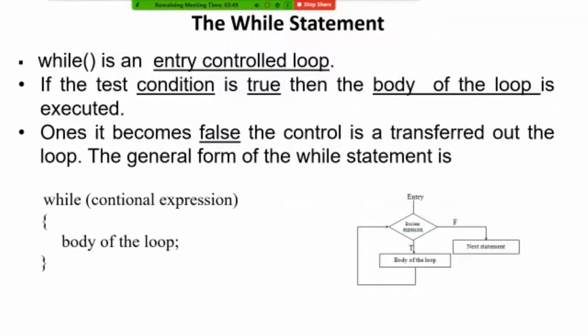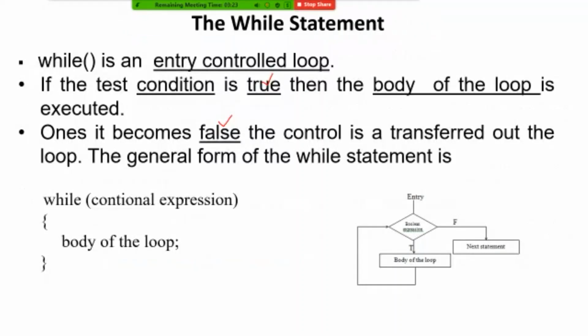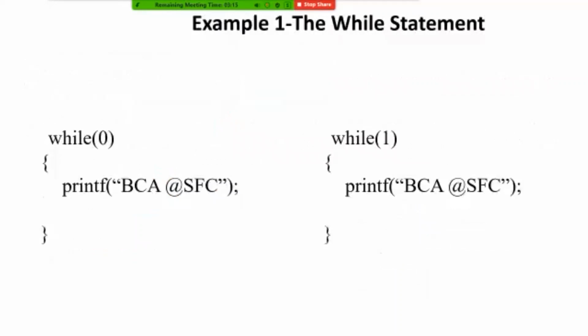So while is an entry control statement. If the test condition is true, the body of the loop is executed. Depending upon true or false only, the body of the loop will be executed. If it is false, it will not execute. If it is true, it will execute. The general syntax is given as while (conditional expression) followed by the body of the loop. The conditional expression is a Boolean expression which will give either true or false.